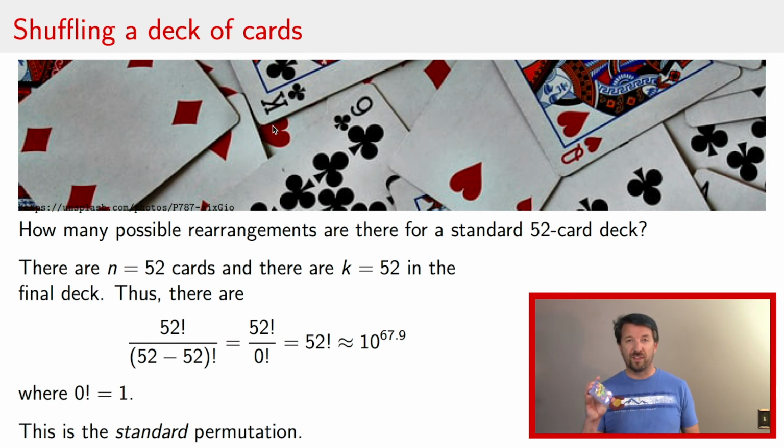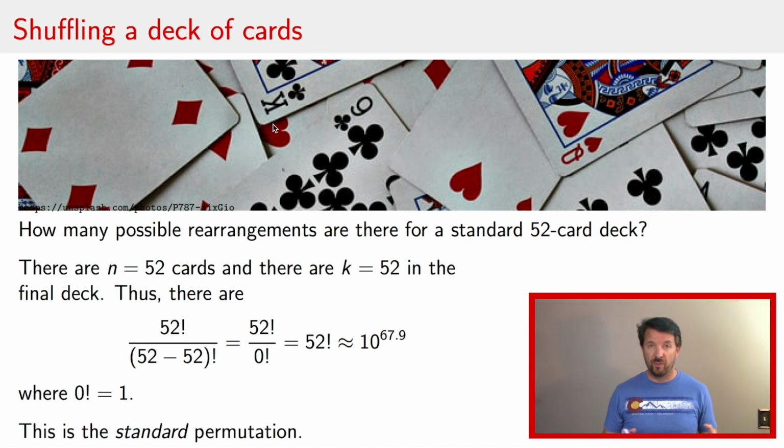Now, I want to mention one other thing, because if somebody asks you how many permutations of this are there, usually what they mean is to use all of them, right? So that is that k is equal to n. So we might call that the standard permutation.